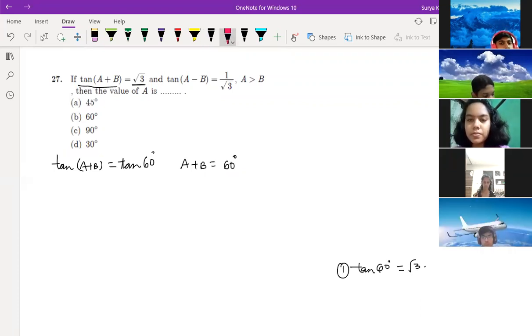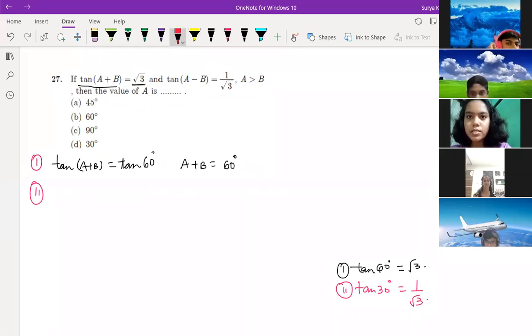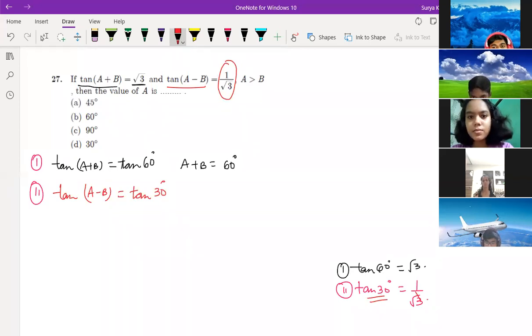So the second one: tan 30 is equal to 1 by root 3. So for the second equation, what can we write? Can you tell me, Kritika? If you're having a problem, not a problem. You tell wrong also, not a problem here. See, tan(A+B), I'll write as it is. Tan(A-B) is equal to what can we write over here? Tan 30 degree. This much is clear, how I have written here, because 1 by root 3 is nothing but tan 30. Now we can write A minus B is equal to 30 degree.